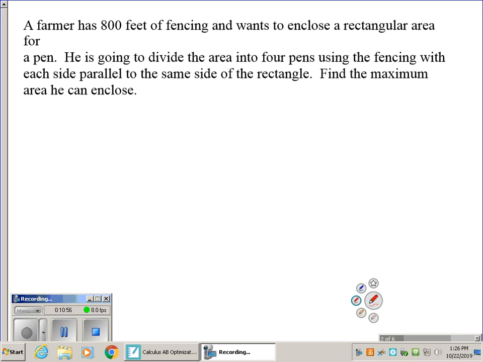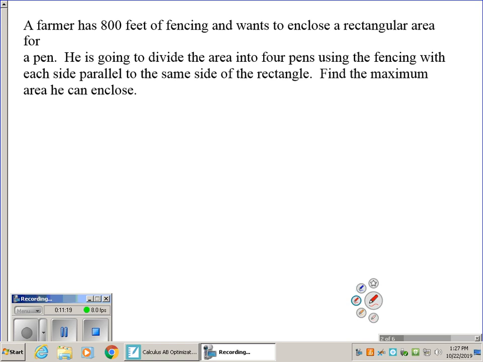So it says a farmer has 800 feet of fencing and wants to enclose a rectangular area for a pen. He is going to divide the area into 4 pens using the fencing with each side parallel to the same side of the rectangle. Find the maximum area he can enclose. That's a very wordy problem. Let's start by drawing the picture out.